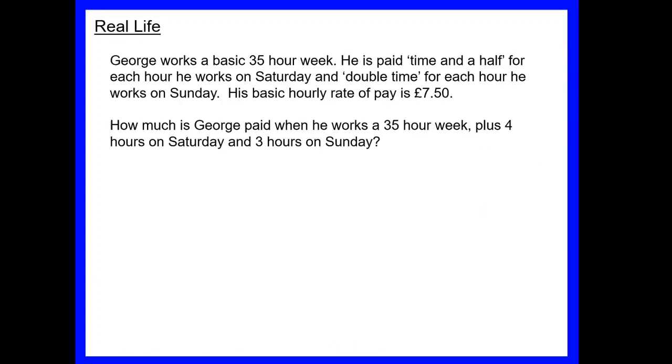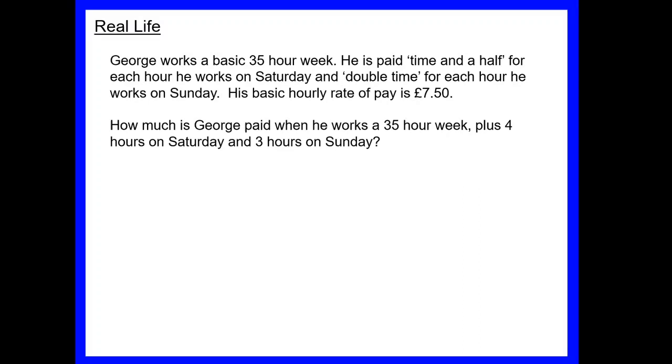Okay, let's have a look at a real life situation then where we may need to be able to use compound units. So George works a basic 35-hour week and is paid time and a half for each hour he works on Saturday and double time for each hour he works on Sunday. His basic hourly rate of pay is £7.50. How much is George paid when he works a 35-hour week plus 4 hours on Saturday and 3 hours on Sunday?